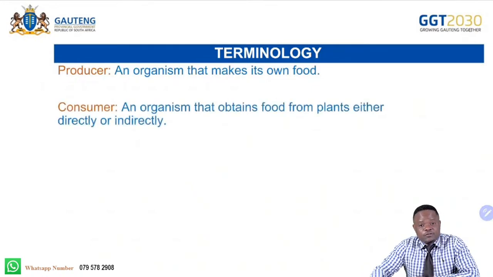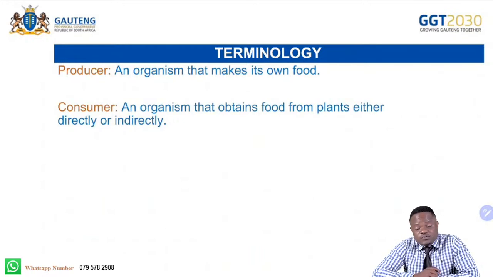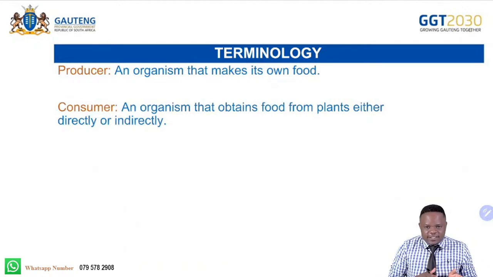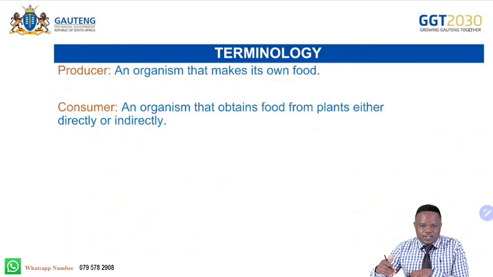And then we talk of a consumer. These are organisms that obtain food from plants, either directly or indirectly. So our consumers can eat plants, they can also eat other animals. We'll talk about the different types of consumers in our lesson.